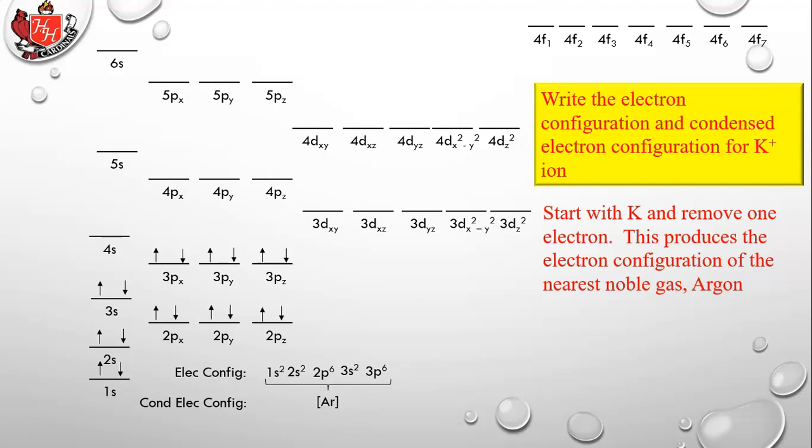Remember, elements want to ionize to be like the nearest noble gas, and for potassium, that is argon. So there it is. That's the electron configuration for the potassium 1+ ion. It's simply the same electron configuration as argon. Two species can have the same electron configuration if one of them is an ion and one of them is not. In this case, the potassium 1+ ion and argon have the same electron configuration. It's what you see right there.